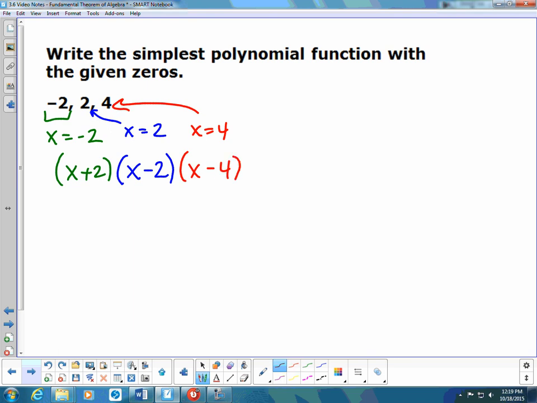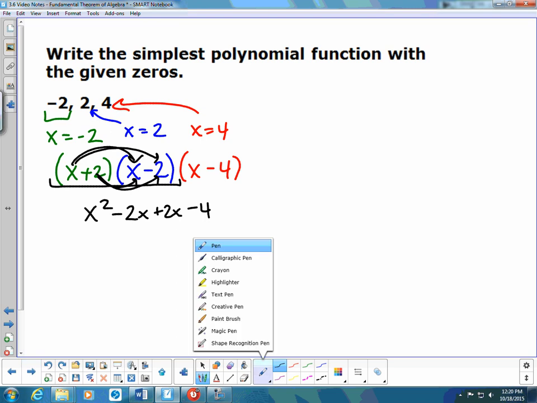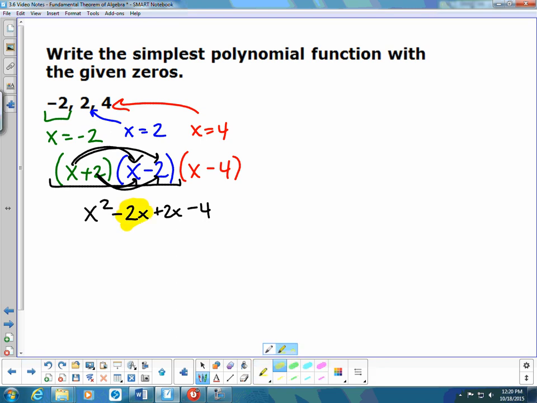So in order to multiply, I'm going to multiply the first two together, and then I'll multiply it by the third. The first two, if I FOIL those, I'll have x squared minus 2x plus 2x minus 4. If I combine like terms here, I notice that I have a plus 2x and a minus 2x. So these two middle terms are going to cancel out. I'll be left with x squared minus 4. That's the product of the first two.